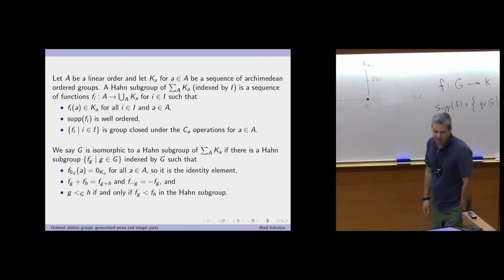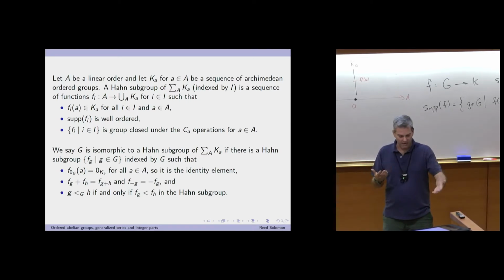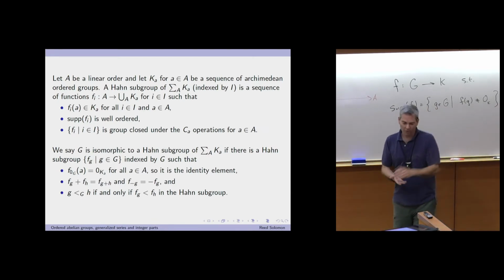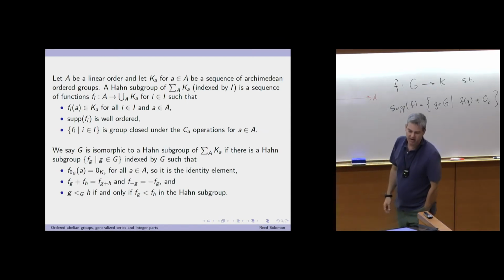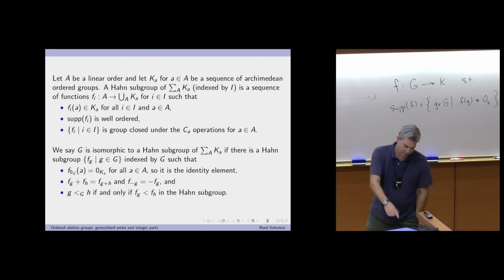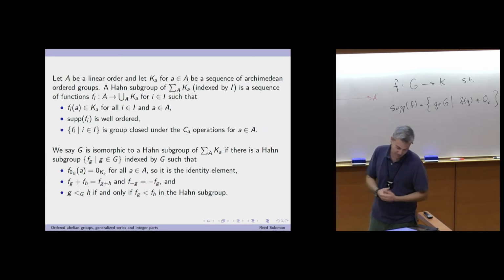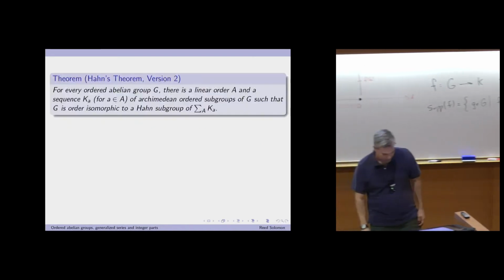And then to say in something like reverse math that G is isomorphic to a Hahn subgroup of this sum is to say that there is a Hahn subgroup like this that's actually indexed by G, where the indexing gives you the isomorphism. So the function indexed by the identity element of G should map everything to the zero element in the Archimedean ordered group K_a for each a. And if we want to add the function indexed by g and the function indexed by h, that should be the function indexed by g plus h, and so on and so forth. So this is just giving us a way of explicitly saying we have a copy of G given by these particular kinds of functions.